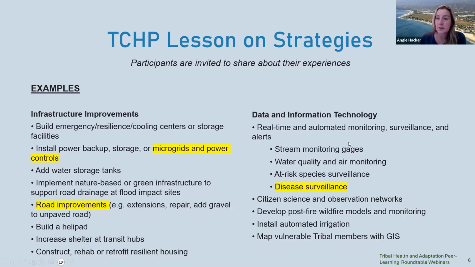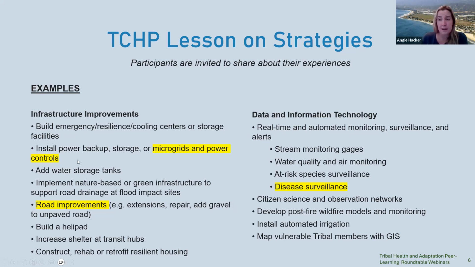And here's some examples just to make it a little more real. So infrastructure improvements, this is a short list of what is really hundreds of things that could be an infrastructure improvement to help you deal with fire, heat, flood, drought. I see a lot of tribes starting to think more about building emergency resilience or cooling centers. Actually, some of that is just identifying a facility, but in some cases you might actually have to build one, along with storage facilities for things like emergency supplies, more water, food, cots.